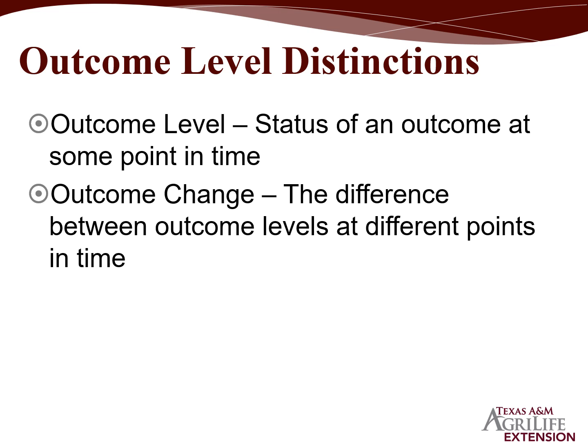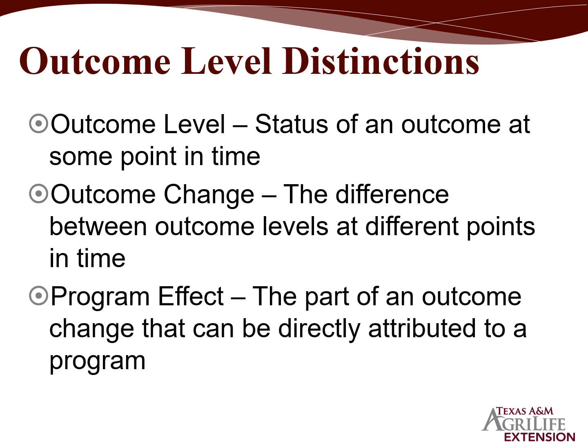What they know about the program after the event is also an outcome level, and the difference between those two is the outcome change. So we measure their knowledge about what we're teaching before, we measure their knowledge about what we taught afterwards. We've got two outcome levels. The difference between those outcome levels is the outcome change, and we can take credit for that outcome change. That becomes the program effect.